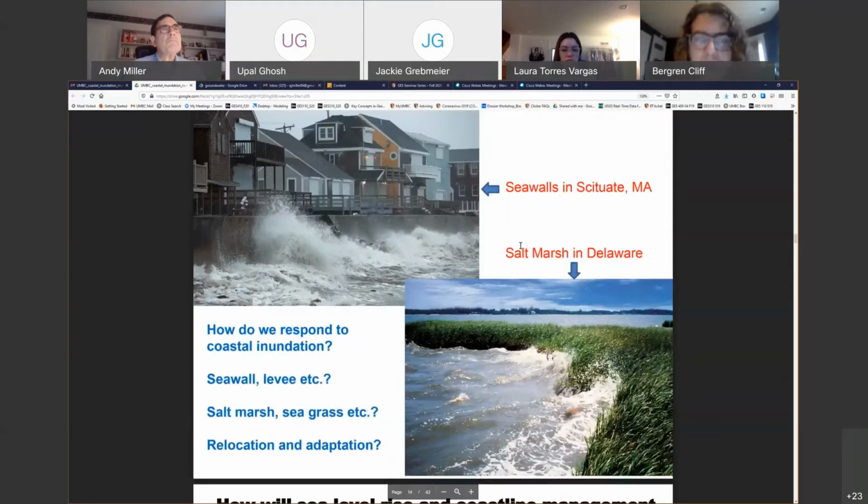So how are we going to respond to this stronger storm surge, sea level rise, maybe changing tides? Are we going to build seawalls, like the top diagram here, or levees? Or are we going to use some natural-based system like salt marsh or seagrasses, or consider some adaptation strategies like relocation to high ground? Next slide, please.